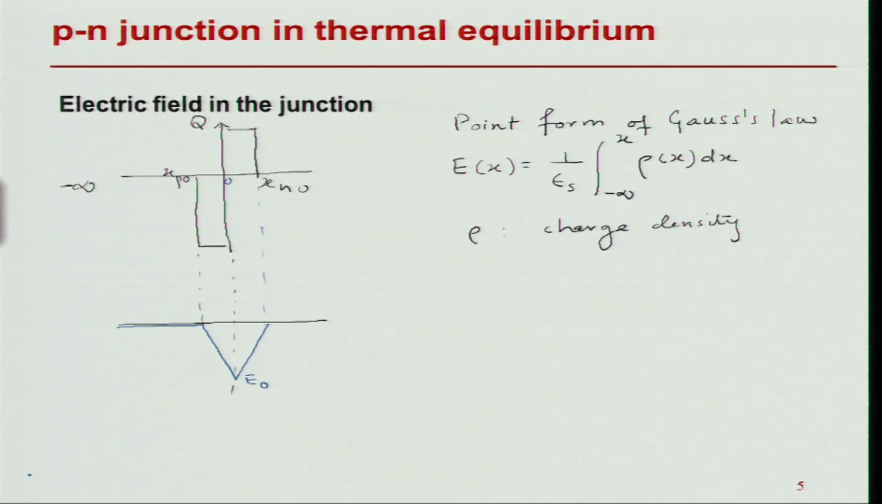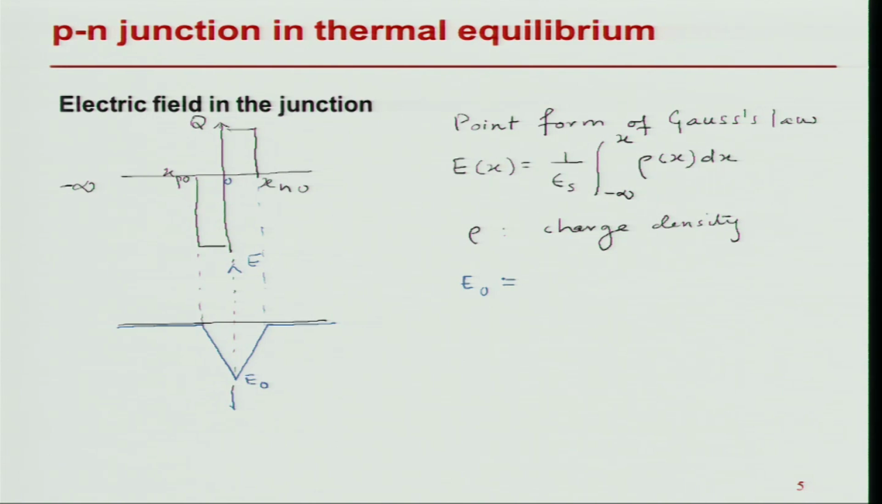And again beyond this point, the field is going to be 0. So, what we have done here is, knowing our space charge situation inside the junction and the depletion approximation, we have calculated the field in the junction, and it becomes maximum at the step junction itself, and decreases in both directions. What is the maximum value of this field?